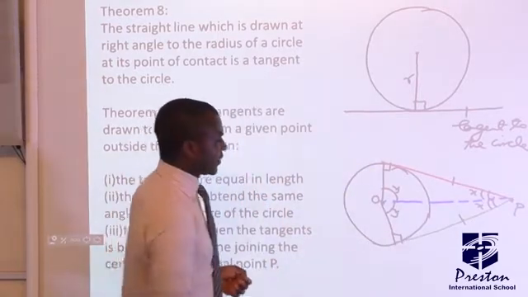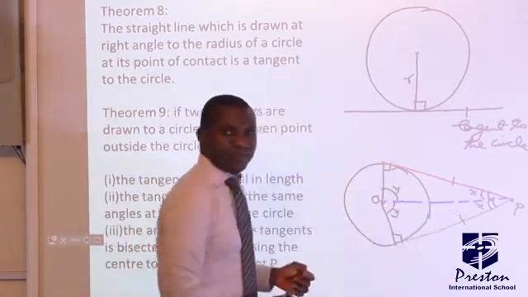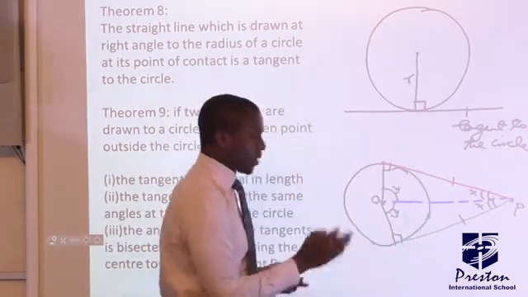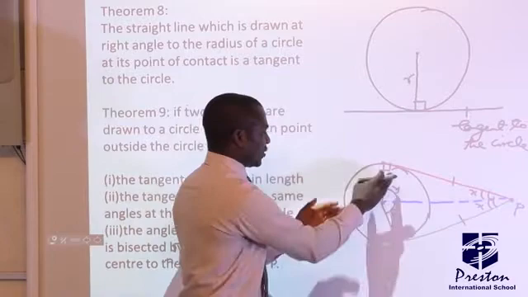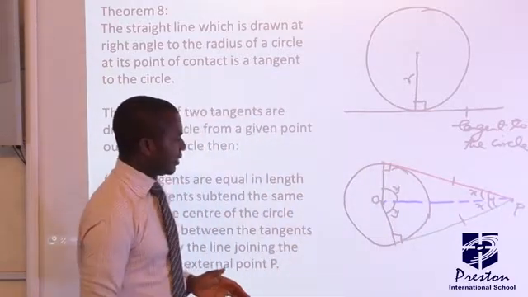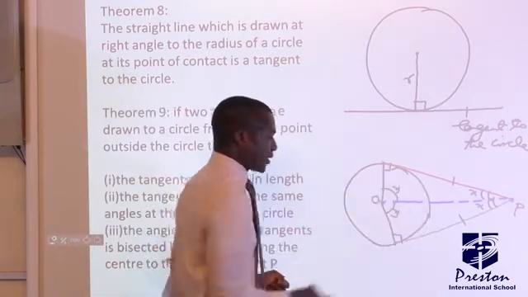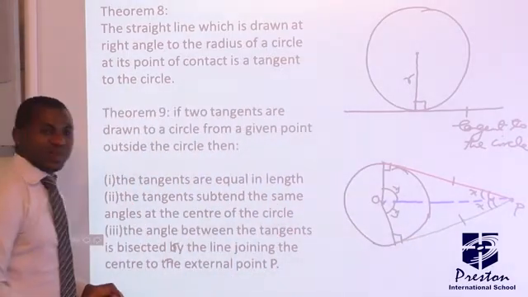So you find out that these two tangents from an external point form two right angle triangles that are what? That are congruent. So these two triangles are what? Are equal. So that's what the theorem is saying.